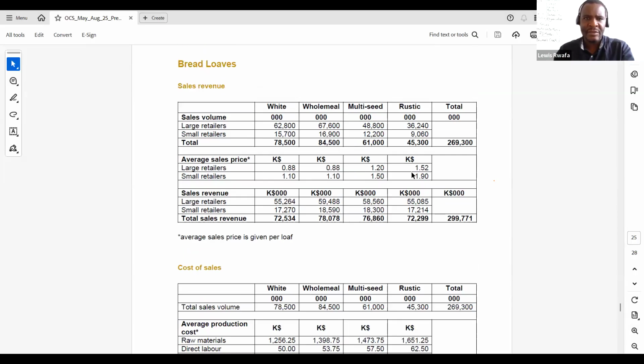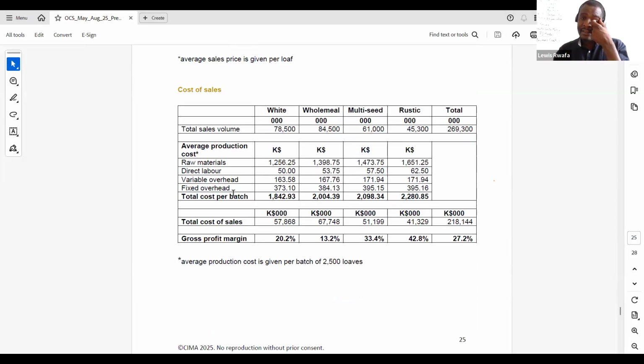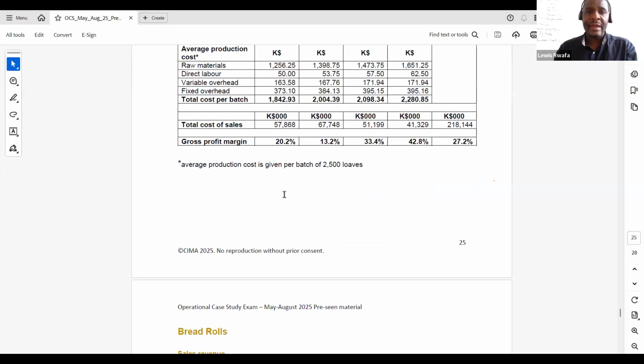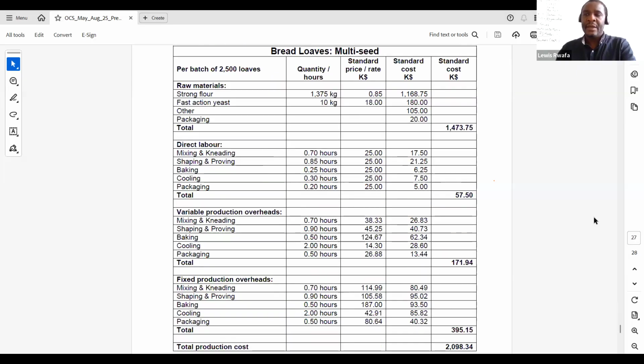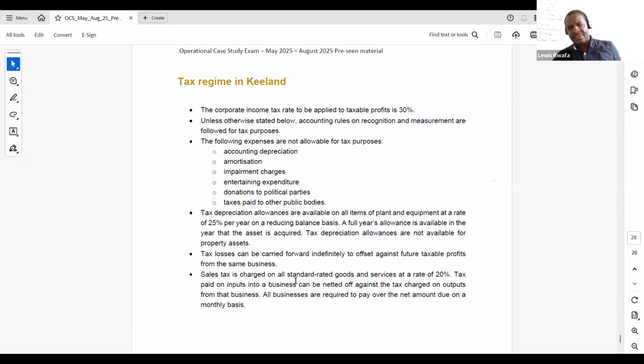So it's for our sales revenue that we are given for the different bread products that we make: white, wholewheat, multi-seed, rustics, etc. Then we put our cost of sales, how much it costs for us there. Again, that's very important for when we do our costing, right? Okay, so those are the numbers there. So basically that's the tax regime in Keyland.